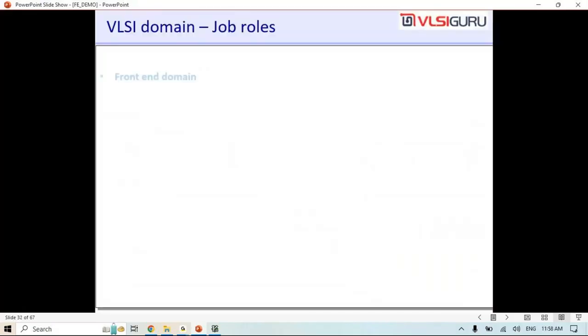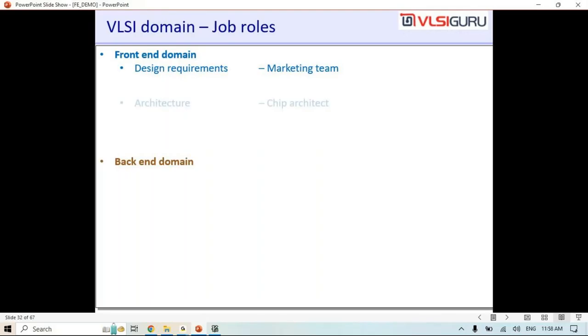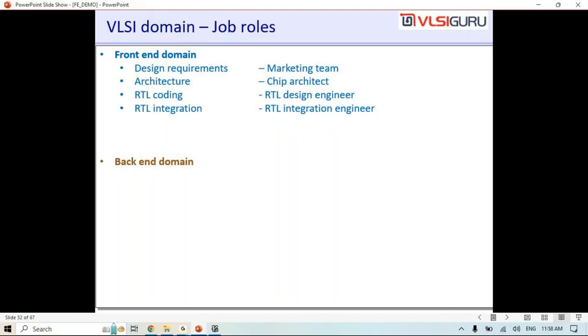In VLSI domain, job roles are front end domain and back end domain. In front end domain, design requirements are handled by the marketing team. Architecture work is done by chip architect. RTL coding is done by RTL design engineer. Integration is done by RTL integration engineer. RTL functional verification is done by functional verification engineer. You can even call him RTL verification engineer.